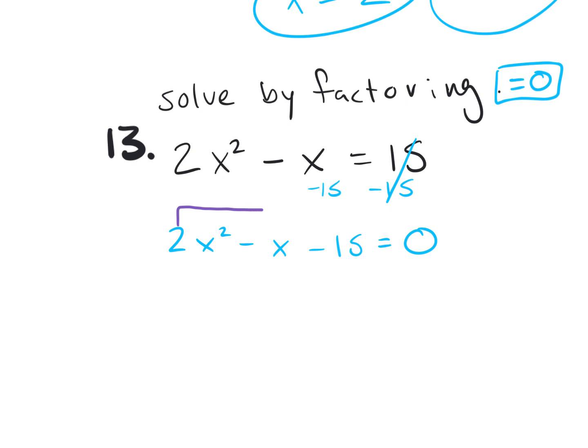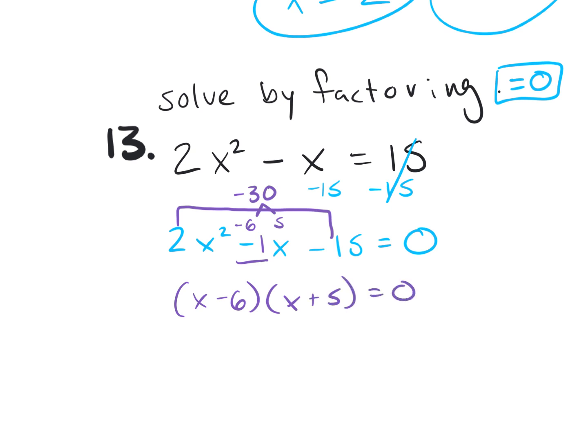Awesome. We multiply the first times the last. So if we start with a leading coefficient that is not 1, you want to multiply the first times the last. So 2 times negative 15 is negative 30. Do we have two factors of negative 30 that add to negative 1? 6 and 5. Which one's negative? Negative 6. Perfect. So this would be x minus 6 and x plus 5.